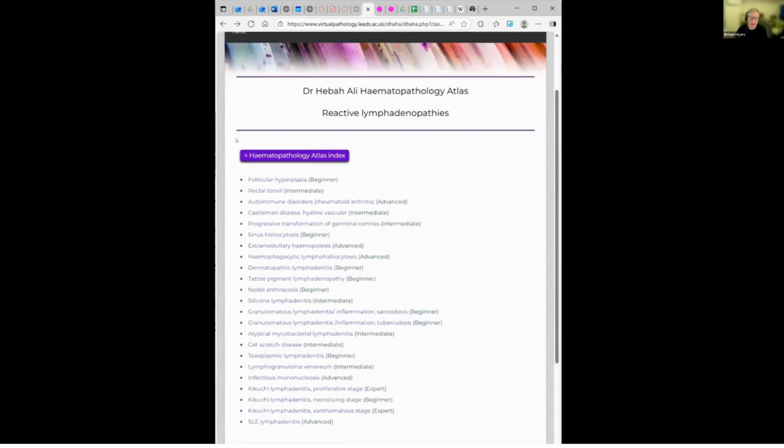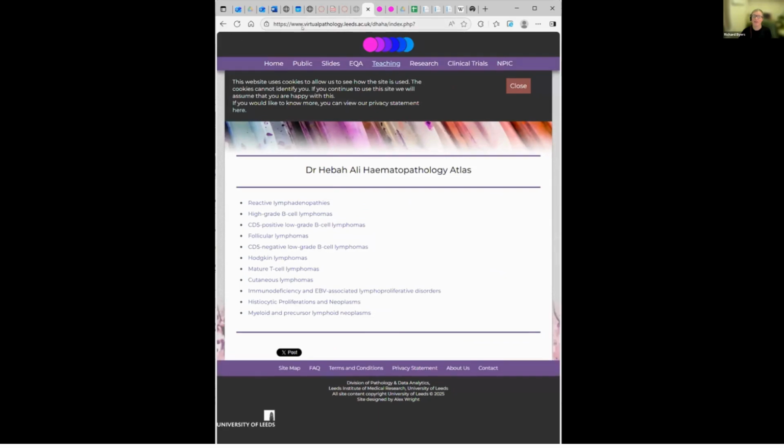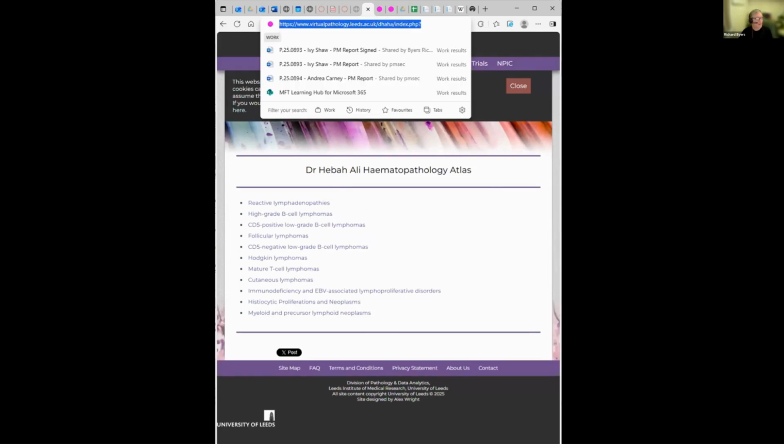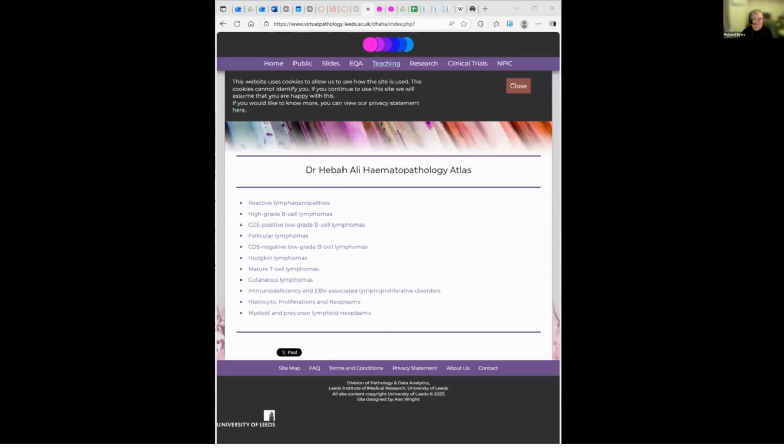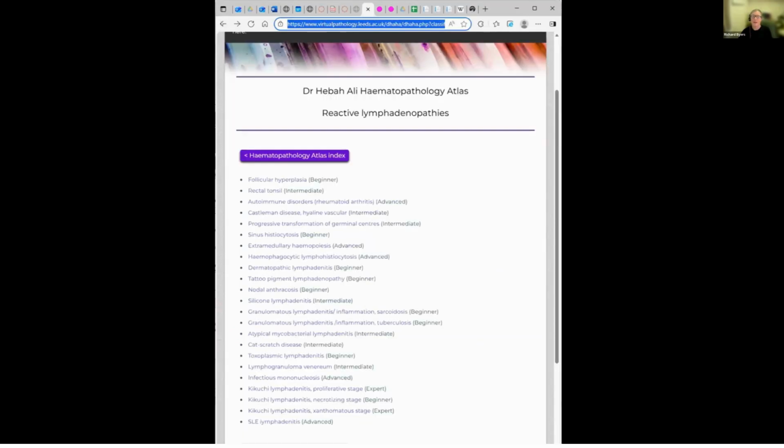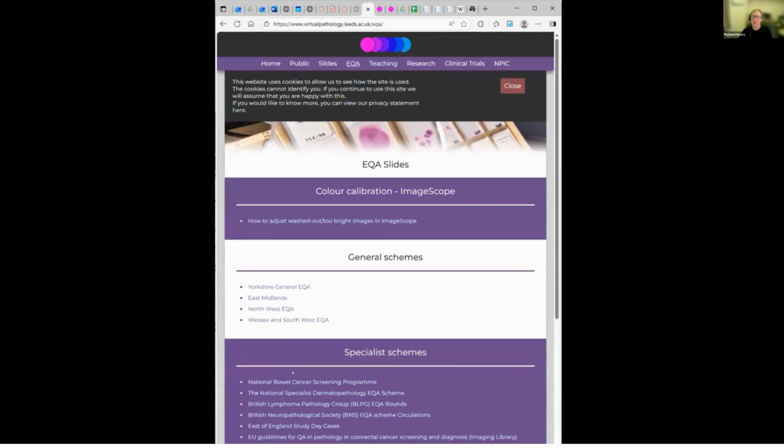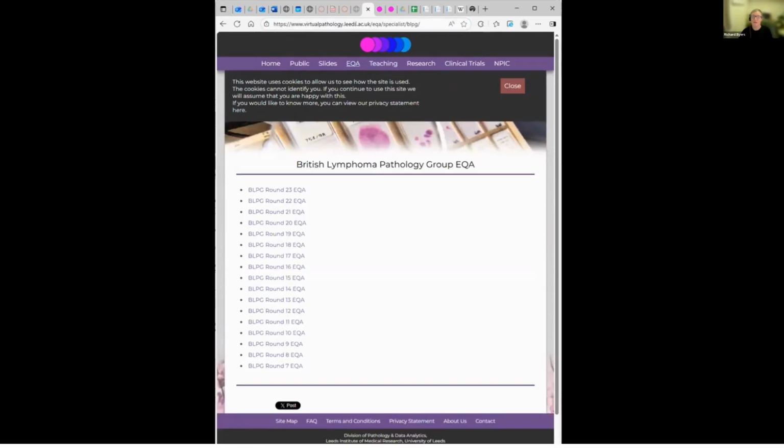And I think from today, I'll use today as a bit of a springboard to start using these interspersed with mitrofines on an alternate basis to give you more lymph node exposure as well. But it's a fantastic resource, the Dr. Heba Ali Heme Atlas. So again, I'll just specifically link that in the chat. And the BLPG EQAs, which are particularly of interest to you for Hempath.